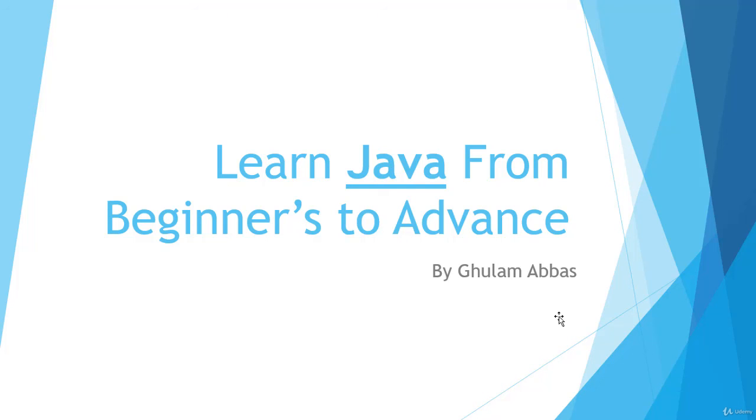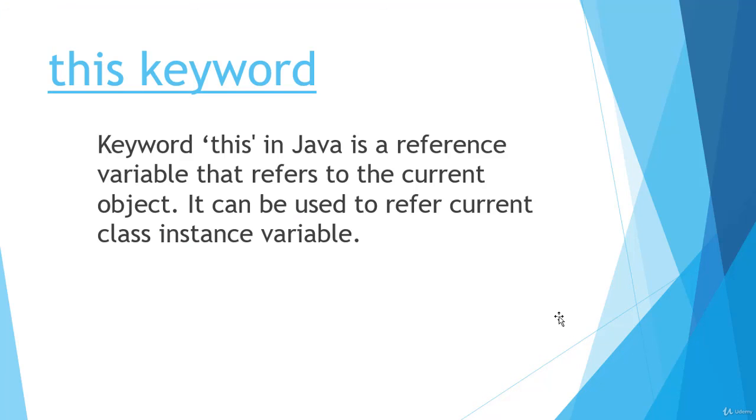Today in this video we are going to discuss the this keyword and the super keyword. First of all, the this keyword. The keyword this in Java is a reference variable that refers to the current object. It is used to refer to the current class instance variable.